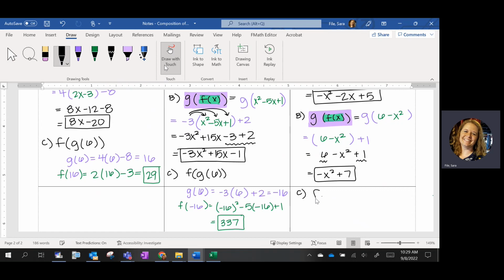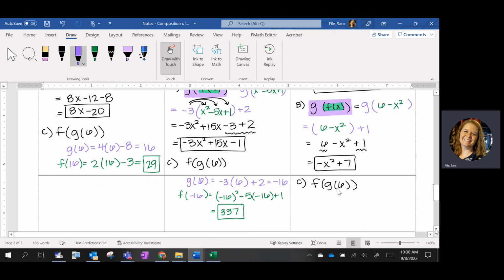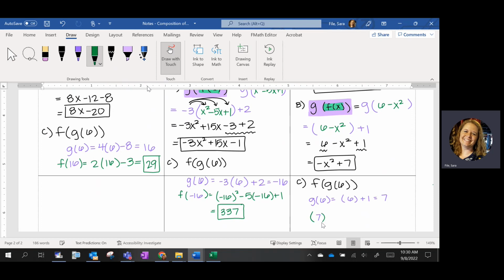All right, and then C is f of g of 6 again. So again, I'm going to do inside out. The inside is the g of 6, and I'm going to find that first. That's the x plus 1, isn't it? So that's just 6 plus 1. That's 7. So then I'm going to plug that 7 into the outer function, which is the f function.